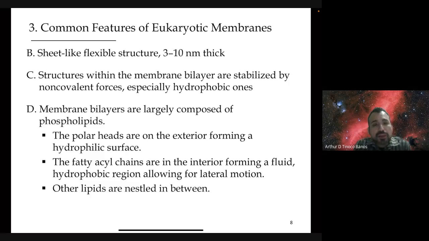So very small, obviously. The structures within the membrane bilayer are stabilized by non-covalent forces, especially hydrophobic ones. Membrane bilayers are largely composed of phospholipids. The polar heads on the exterior form a hydrophilic surface. The fatty acyl chains in the interior form basically a fluid environment. So you have this greasy environment that allows for lateral motion, but it also can facilitate motion through the membrane. And you also have other lipids that are nestled in between.